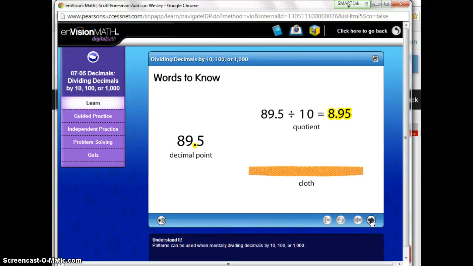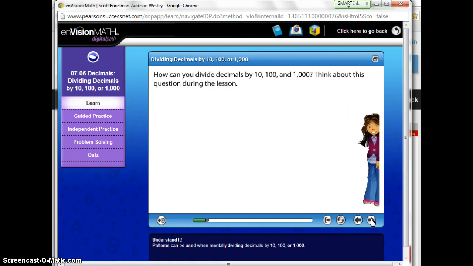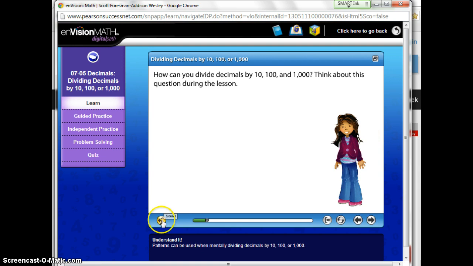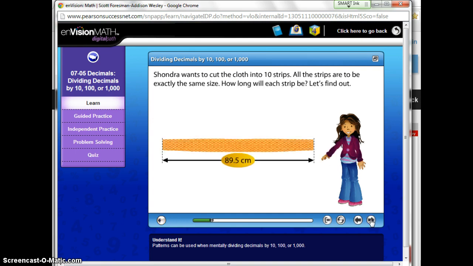First of all, who can remind me, what do we want to do to a number when we divide it? We want it to become smaller. That's right, smaller. So, how can we divide by 10 or 100 or 1,000? What do you think is important about those numbers? They all have what, Dathan? Zeros. Zeros are important.